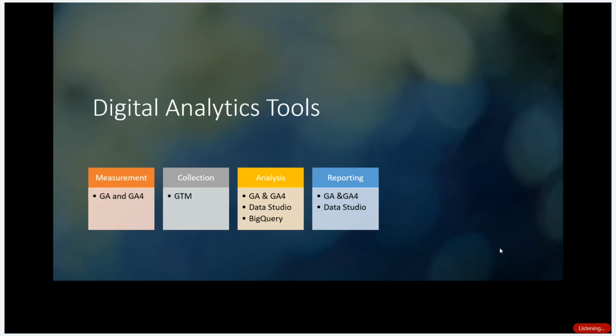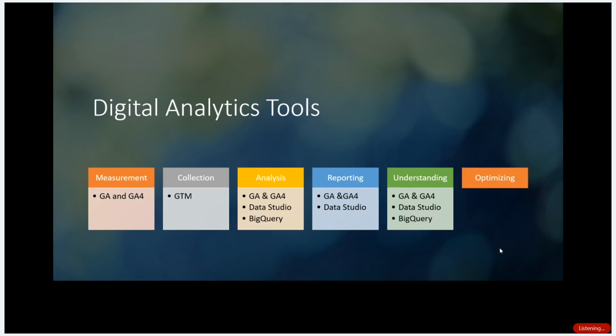Reporting, Google Analytics 4 and Data Studio. Understanding, again, these tools allow you to analyze, report, and understand. And then optimizing. That's what we're trying to do. Once we understand what's working, what's not, then we have to optimize, and there is Google Optimize that allows you to do it. Today, our focus is going to be GA and GA4. We're not talking about Google Optimize or BigQuery, Data Studio, etc. But this is a complete landscape that takes you all the way from measurement, collection, reporting, analysis, and optimizing.